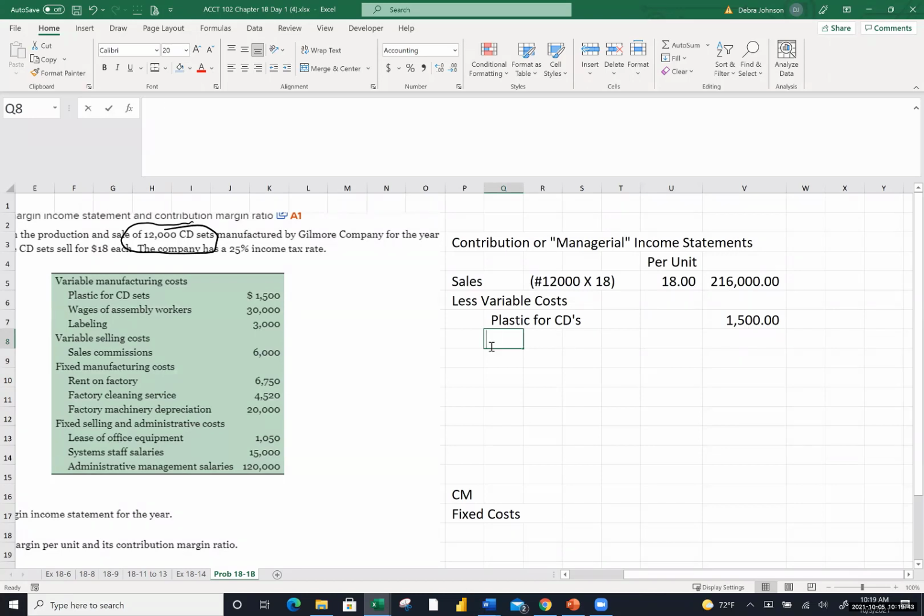And the wages for the assembly workers, well, that's direct labor. By definition, direct labor is a direct cost or a variable cost. So I'll leave that in the variable section. That was 30,000. The labeling, well, that would definitely be a variable cost because labels go on all the products. So that would be 3,000. So I'm done with these first three. Let me check those off.